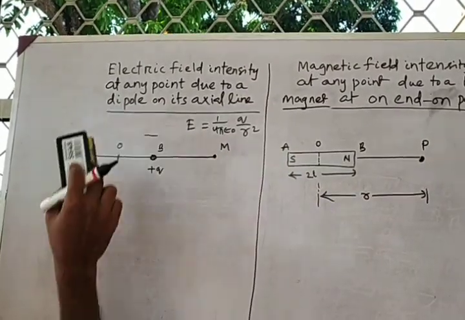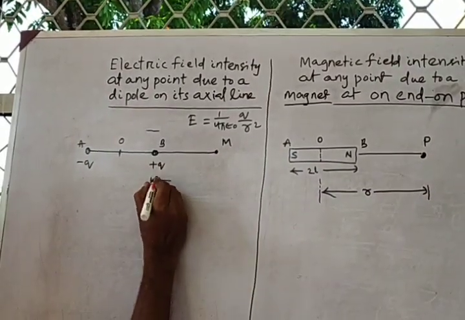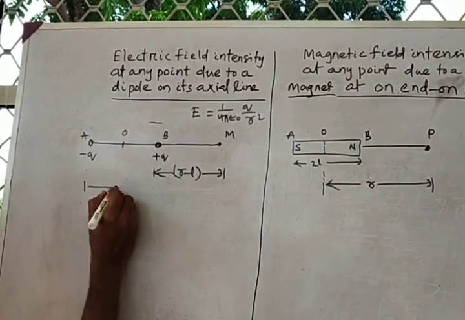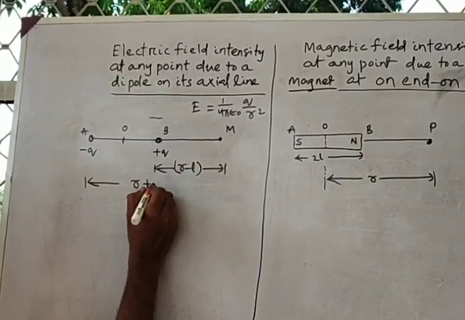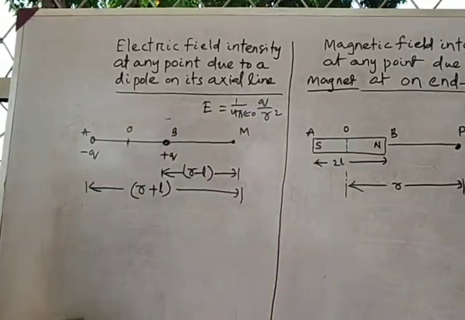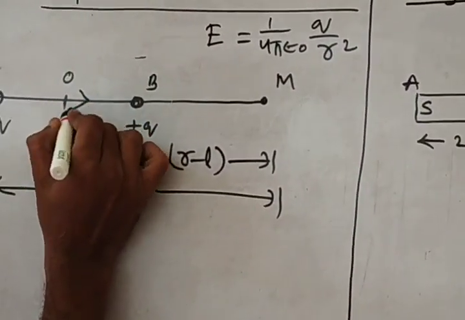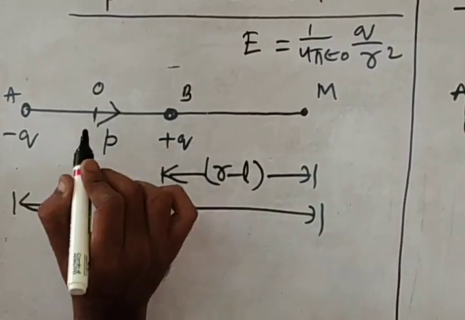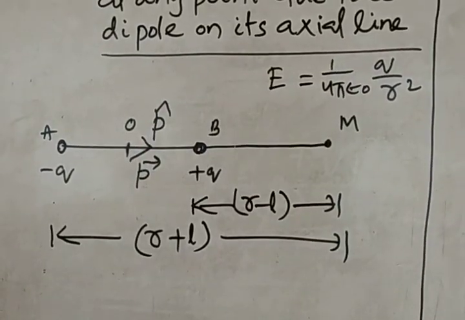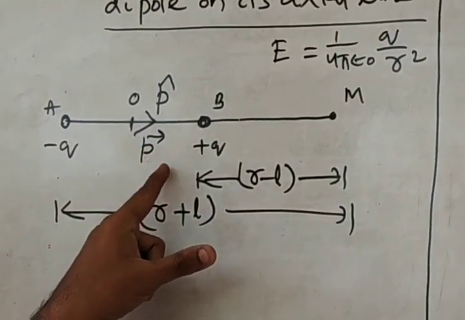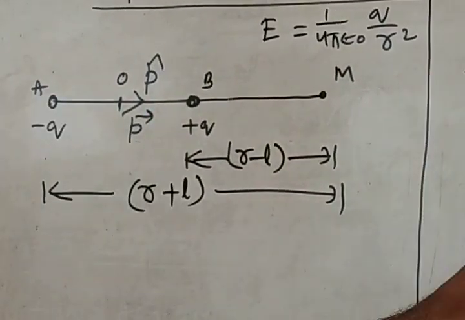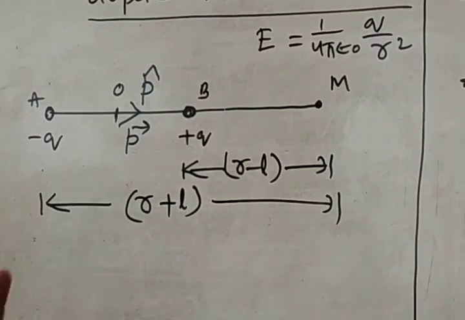What are the necessary things I am going to write here? The distance from plus Q charge to M is R minus L, and the distance from minus Q to M is R plus L. Already I have discussed this. Now another thing. The electric dipole moment vector is always from minus Q to plus Q. That is the P vector, and along the same direction I can also take P cap. P cap is the unit vector of the electric dipole moment vector, which is always from the minus Q charge to the plus Q charge. I am going to use everything here, you just need to understand it better.